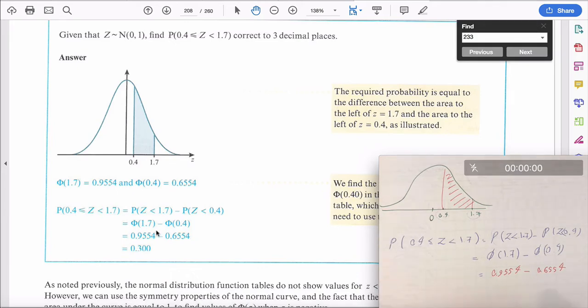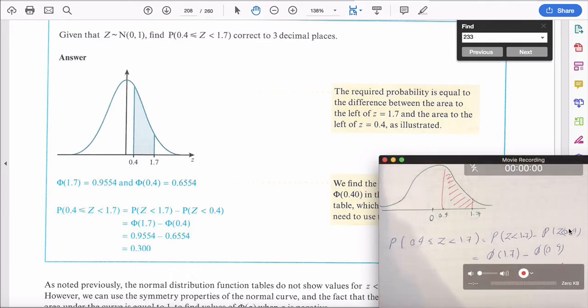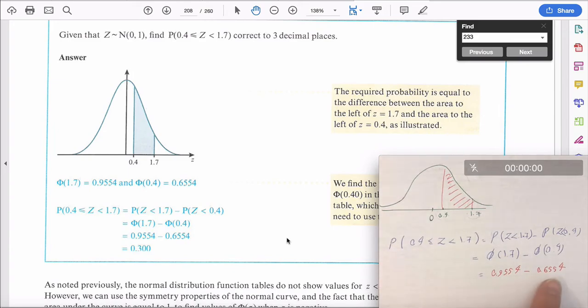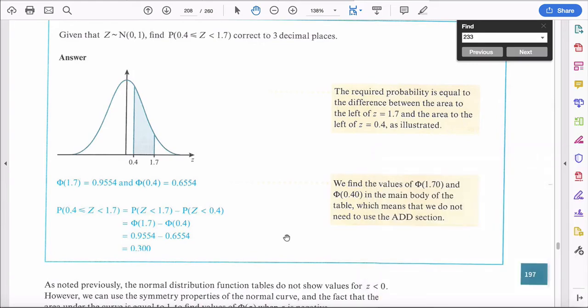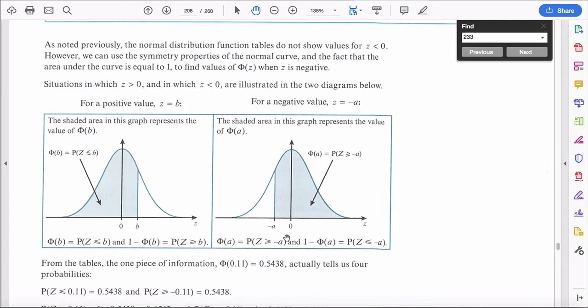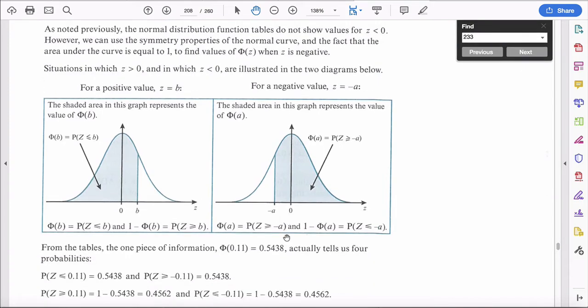Now, do you see? These are the numbers we found here, these two numbers. So if I subtract them, it will give you 0.300, as it says, 3 decimal places. Now, so let's now see some points here.